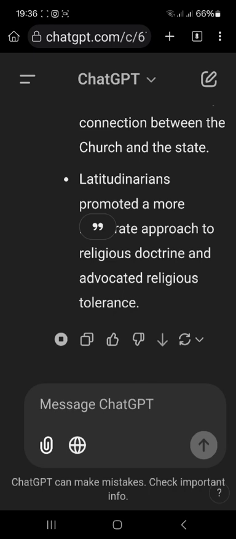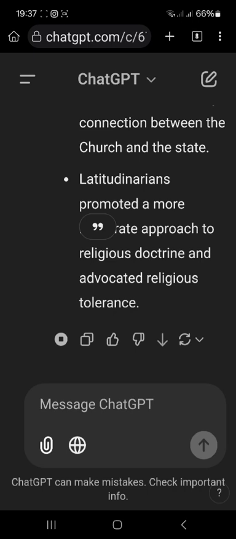3. Latitudinarians. Anglicans who sought a middle ground between high church and Puritan positions, promoting tolerance and moderation in religious matters, supported the Glorious Revolution and the new Protestant monarchy, and actively participated in the establishment of the new order.